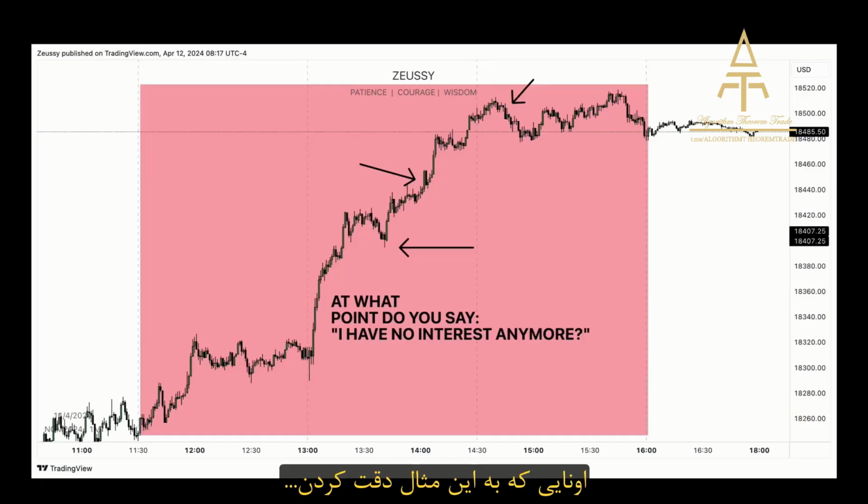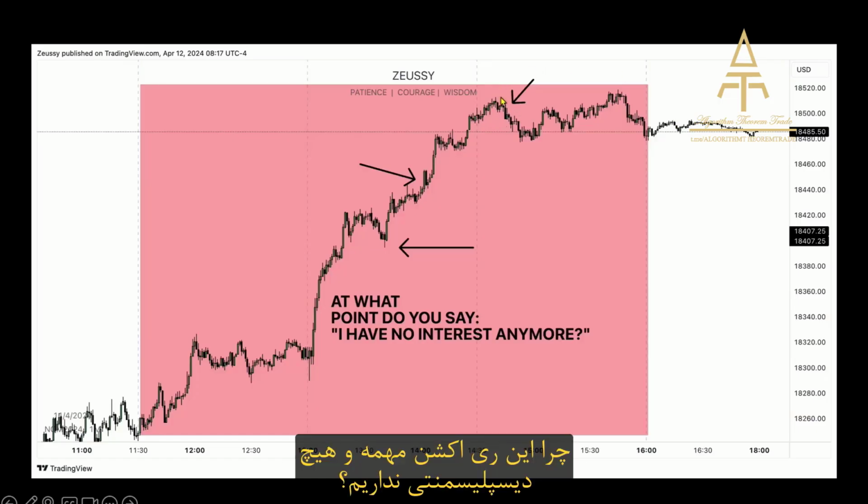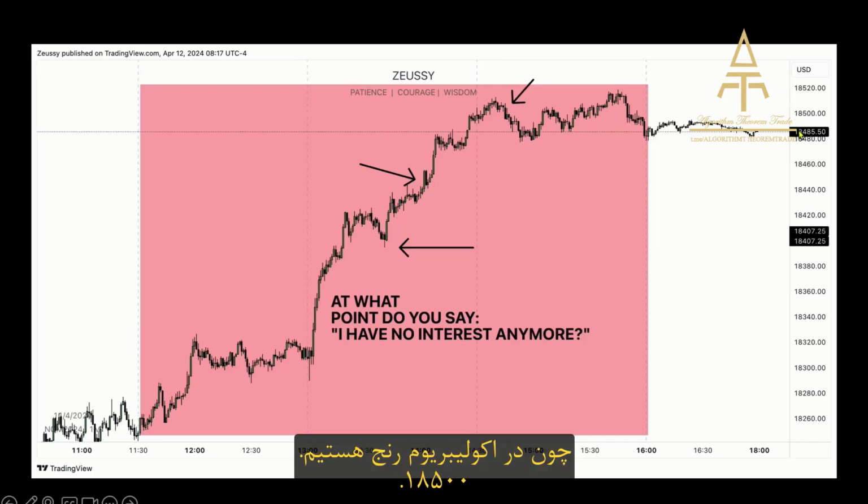And for the people that are paying attention and looking at the price axis inside of this example, why is this reaction right here so important? Why is it so important that there's no displacement lag at all forming? Because we're at 18,500, equilibrium of the range.